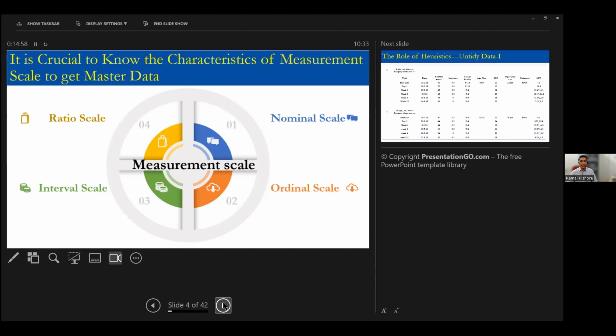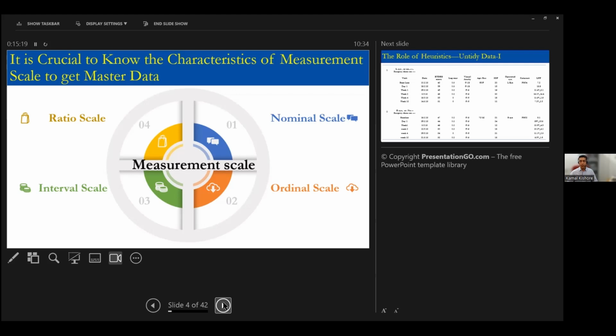So nominal is just a naming category. When we have a binary outcome variable such as success, failure, treated, non-treated, died, survived, it's a binary outcome variable. More than two categories, such as colors red, blue, green, is a nominal variable.